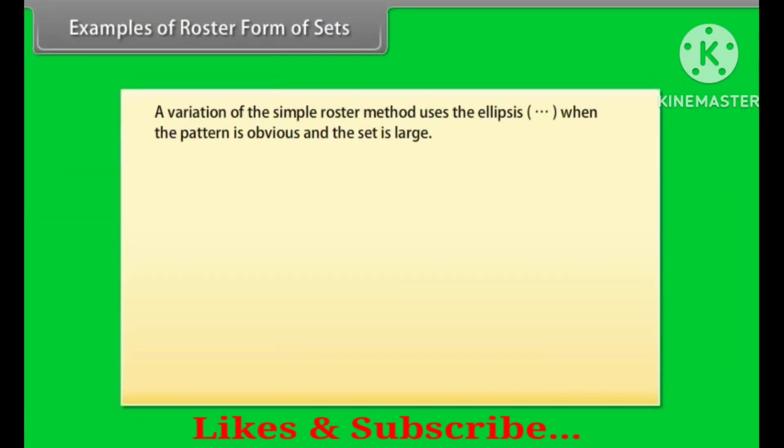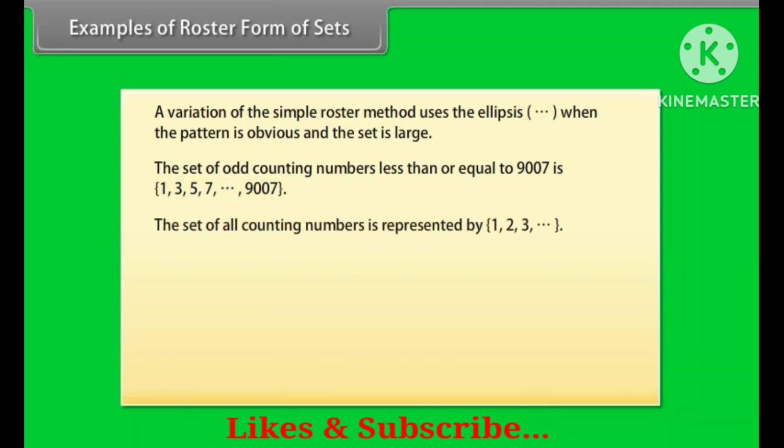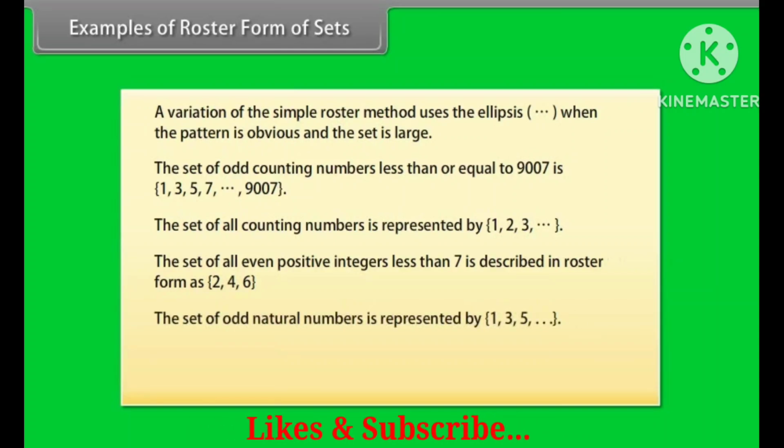A variation of the simple roster method uses the ellipsis when the pattern is obvious and the set is large. The set of odd counting numbers less than or equal to 9007 is {1, 3, 5, 7, ..., 9007}. Set of all counting numbers is represented by {1, 2, 3, ...}. The set of all even positive integers less than 7 is described in the roster form as {2, 4, 6}. The set of odd natural numbers is represented by {1, 3, 5, ...}.